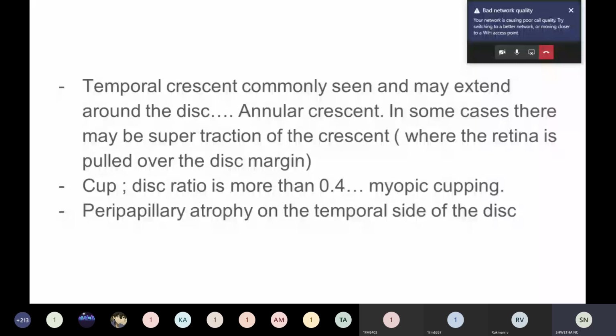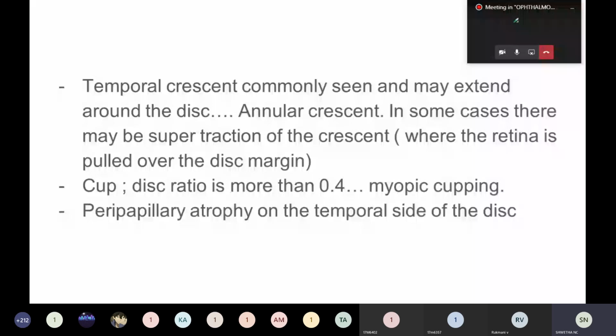The normal cup disc ratio is usually 0.2 to 0.3. Sometimes it may go to 0.4 also. In myopics, the cup disc ratio may be 0.4, 0.5, 0.6 also. So don't confuse it with glaucomatous cupping. Always make a differential diagnosis whenever you see a bigger cupping. Sometimes you see 0.5 cupping and you diagnose glaucoma. No, it is not correct. You have to look for the other signs of glaucoma.